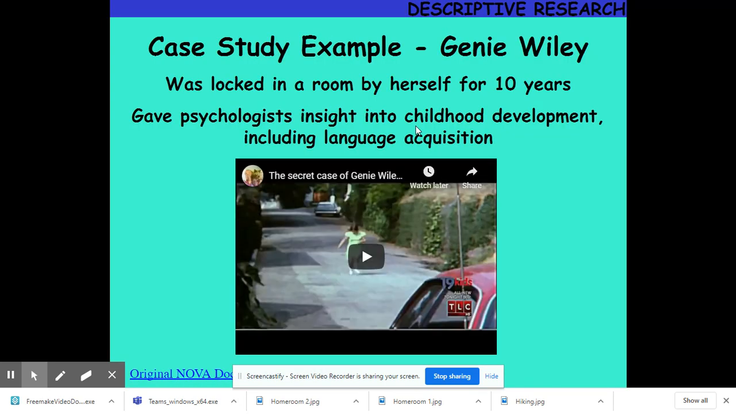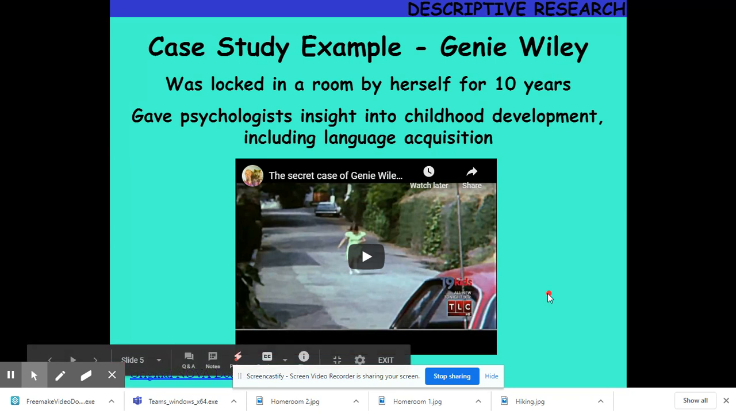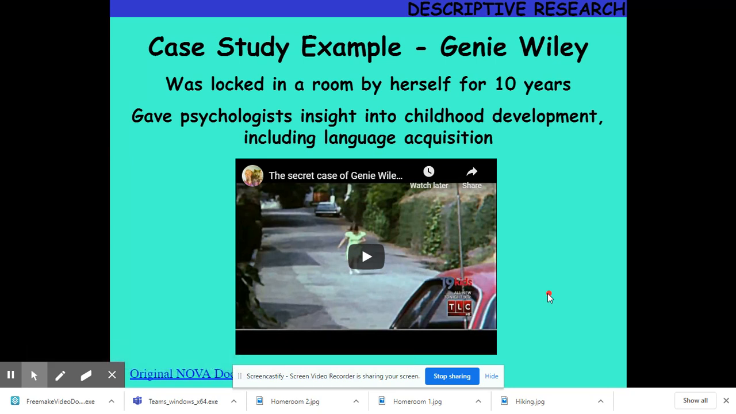Good example of one of these, a very, very famous one that some of you have probably heard of, the case of Genie Wiley, a girl who was locked in a room by herself for 10 years. She was chained to a potty training toilet. When she was found, she was 13 years old, but about the size of a 6-year-old. She didn't know how to speak. She kind of walked like an animal. She's what was referred to now as a feral child.